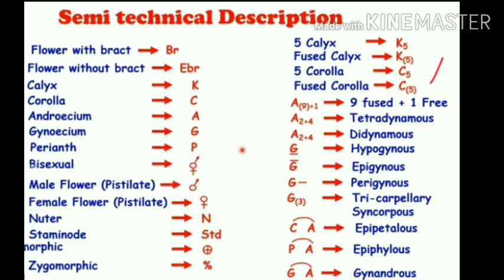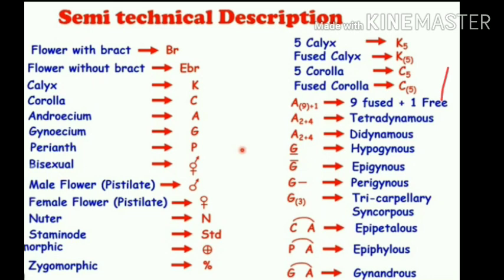Next, the androecium. Here you may feel somewhat uncomfortable, so I am going to clarify the topic. A, bracket 9 plus 1. What does it mean? The androecium, which is the male part, has 9 stamens fused, plus only 1 free. That is the representation: A9 means bracket 9 plus 1.